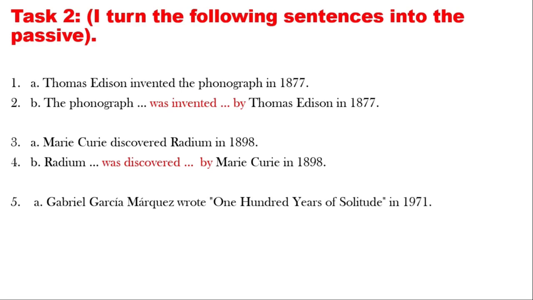Gabriel Garcia Marquez wrote 100 Years of Solitude in 1971. The order of the sentence is clear. We have the doer of the verb Gabriel Garcia Marquez. We have the verb wrote. Okay, it's in the past simple. And the direct object 100 Years of Solitude in 1971. So let's see the correct answer.